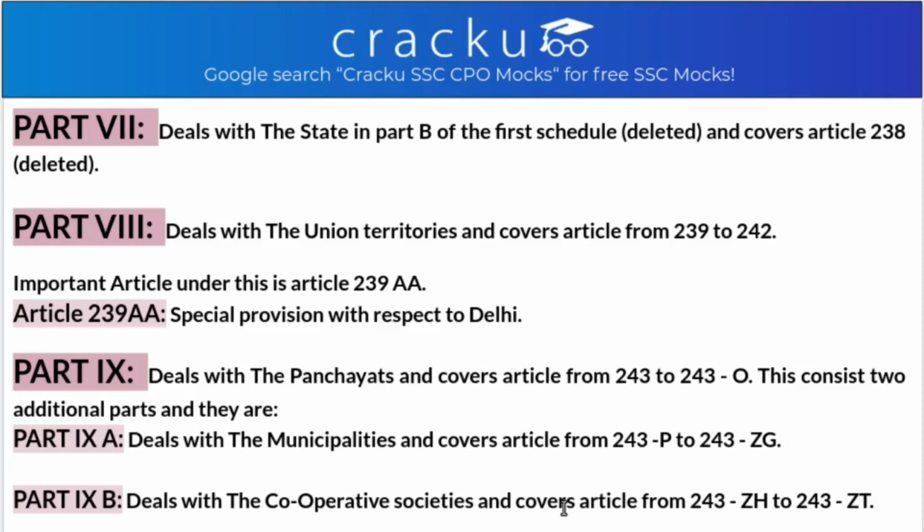Part 9 deals with the Panchayat, Part 9A deals with the municipalities, that is municipal corporations, Part 9B deals with the cooperative society, and these are all under one article, that is Article 243, and the subparts of the article are 243 to 243O, that is for Panchayat, 243P to 243ZZ, that is for municipal corporation, and 243ZH to 243ZT, it is for cooperative societies.